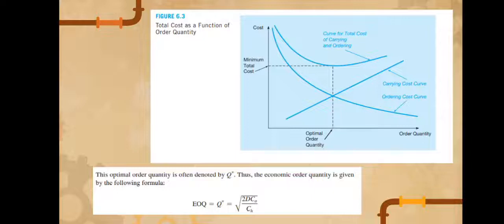The lowest point on the total cost curve occurs where the ordering cost is equal to the carrying cost. As I have said earlier, to minimize total cost, in this situation, the order quantity should occur where these two costs are equal, as we can see in the graph.